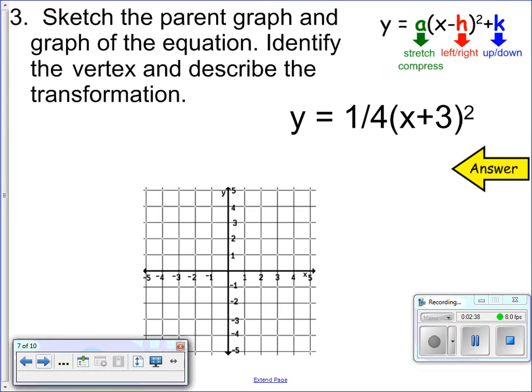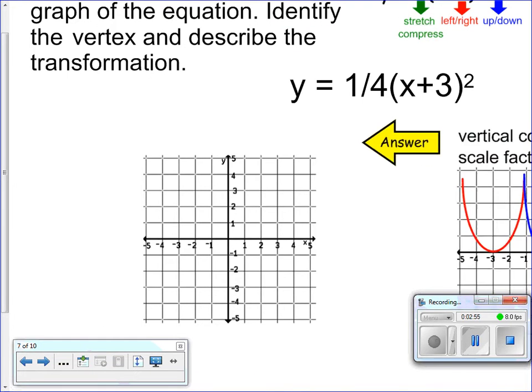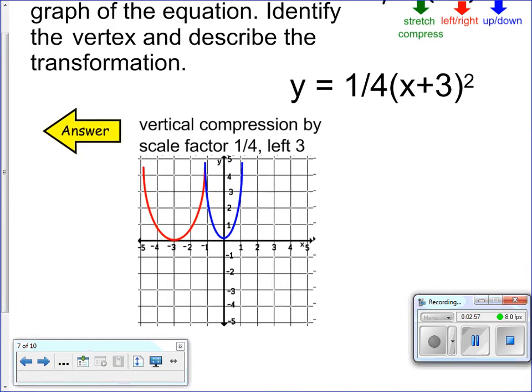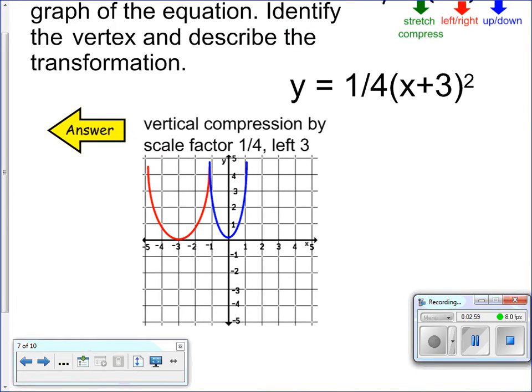So here we have the parent graph and this transformation of y equals 1/4 times (x plus 3) squared. The 1/4 is telling us that the graph is getting thinner, and then the plus 3 means it's moving left 3. So if we graph that one, the thinner means it's a vertical compression by a scale factor of 4, and then it moved left 3.